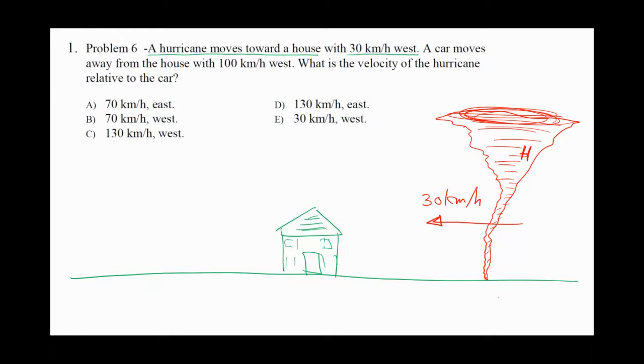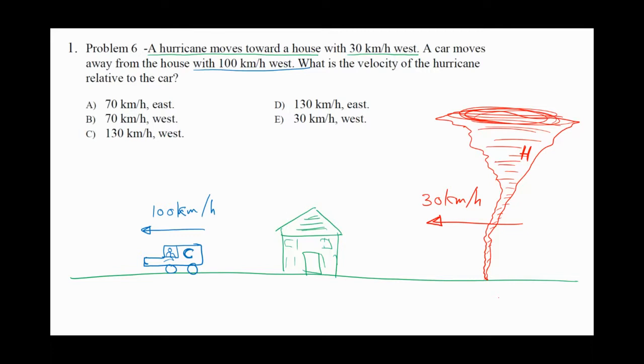A car moves away from the house. There is a car that's moving away from the house at a speed of 100 kilometers per hour west. So the car is moving away to the west. Somebody is driving, trying to escape from the hurricane at 100 kilometers per hour. I will call it C.